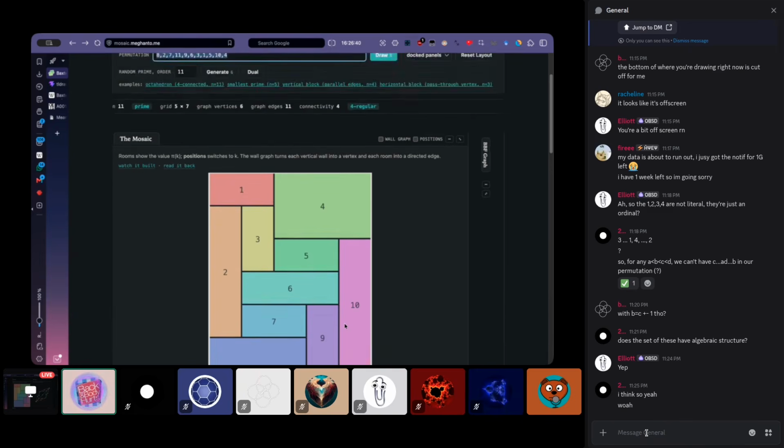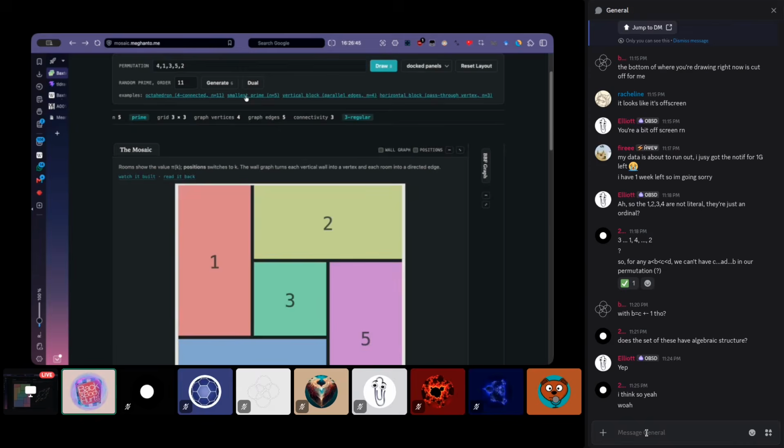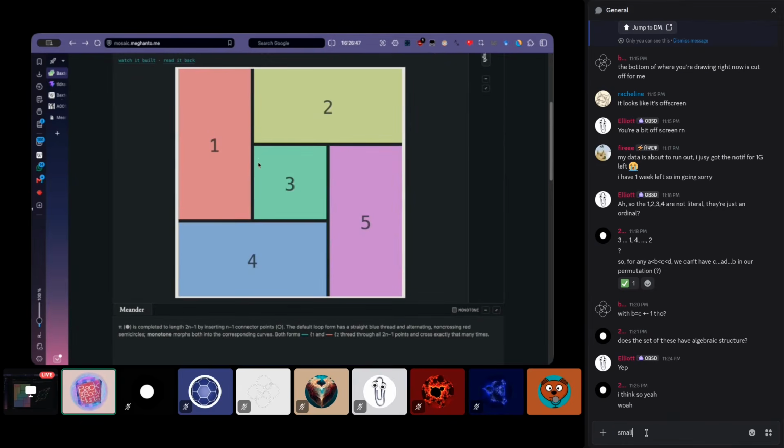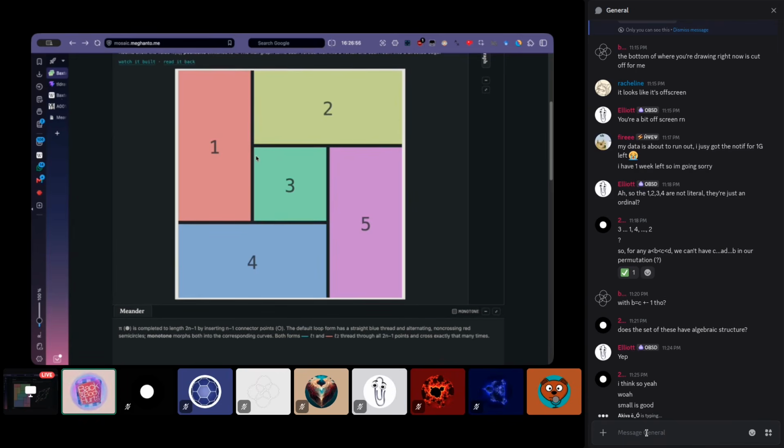Do you want to start with this one, or do you want to start with the smallest prime mosaic? Let's start with the smallest prime mosaic. Or hell, actually, can anybody give me a random permutation in the chat? I want to put in a random permutation. It doesn't need to be prime. Just give me a permutation. It doesn't even need to be Baxter. If it's not Baxter, we can actually examine why it's not Baxter. Just give me, say, a 7-digit permutation or a 5-digit permutation.